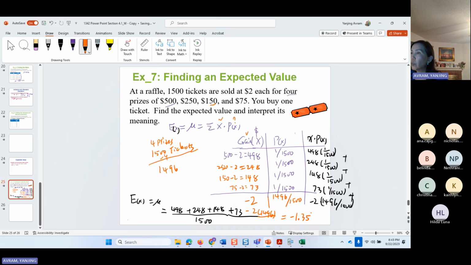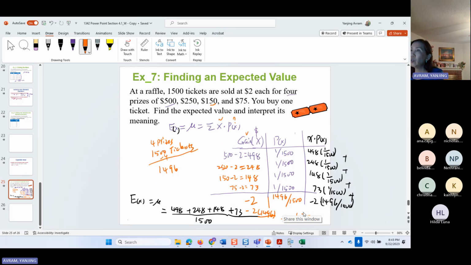So what does negative 1.35 mean? That means every time you buy a $2 ticket, you're going to lose $1.35. It doesn't feel that good, right? But I usually tell people that you donate. Usually when you buy the lottery, you contribute to something. So you donate about $1.35 to whatever organization hosted the ticket.